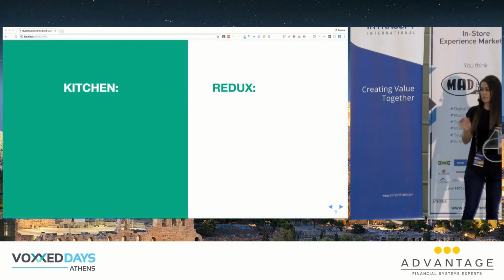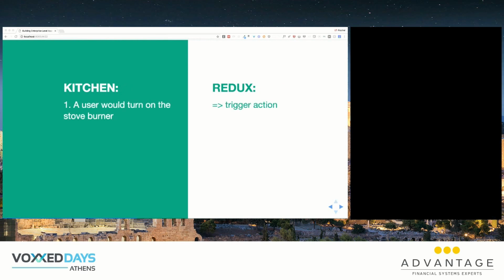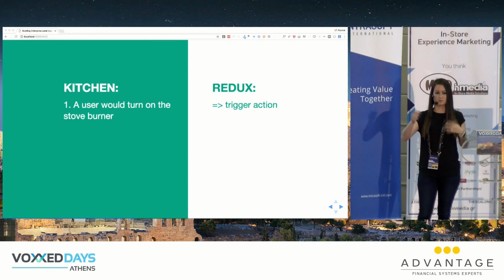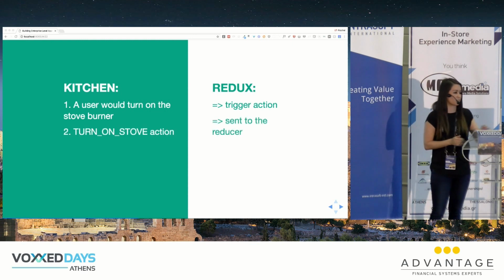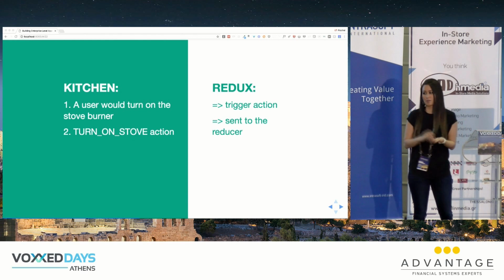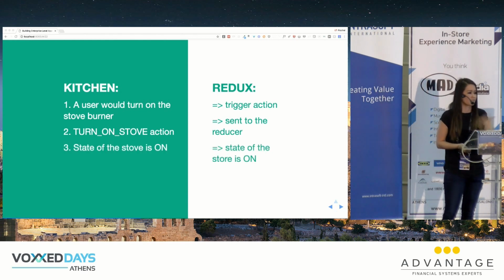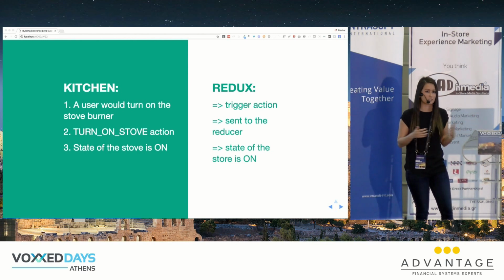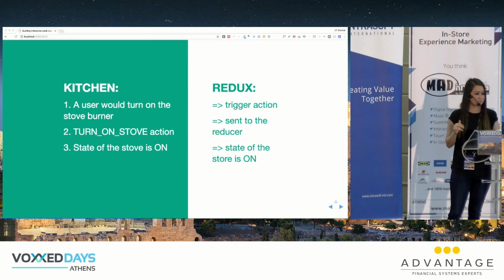And then if we go back to that kitchen Redux, how does it all work together? So first, a user would turn on the stove burner. So they would do this through the knob. That would trigger an action. The action would be turn on stove, and then that would be sent to the reducer. So now that stove burner is on. That's the new state. And then that state is now on, so now anywhere in the kitchen, you would know that that stove is now on.